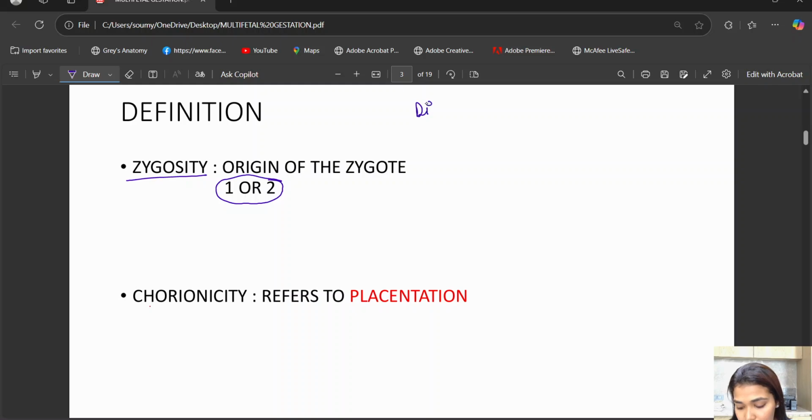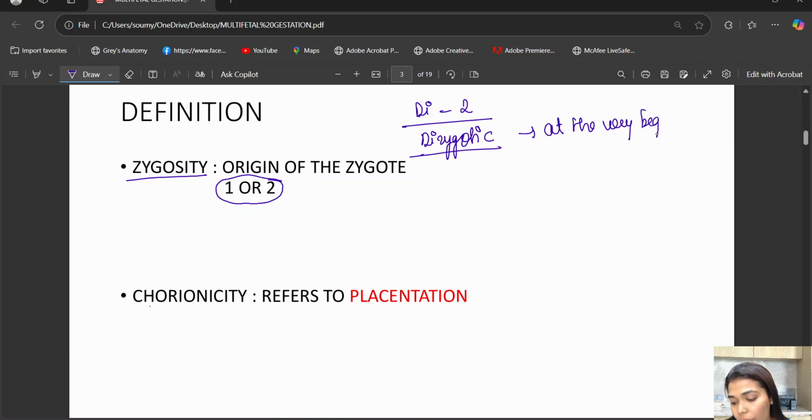Obviously, di means two. So when we say dizygotic pregnancy, we mean that at the very conception, at the very beginning or conception, there were already two zygotes.